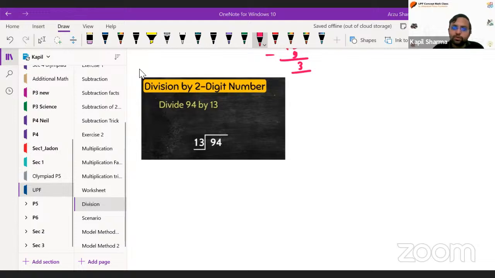So to solve this, we need to know the multiplication table of 13. Okay. We discussed a trick to write the multiplication table of any two-digit number, right? So you can use that, or if you remember it, then you can easily solve this problem. Just quickly answer.